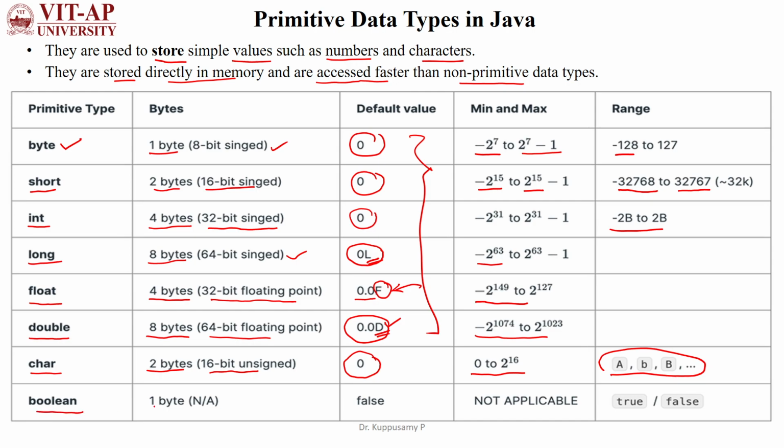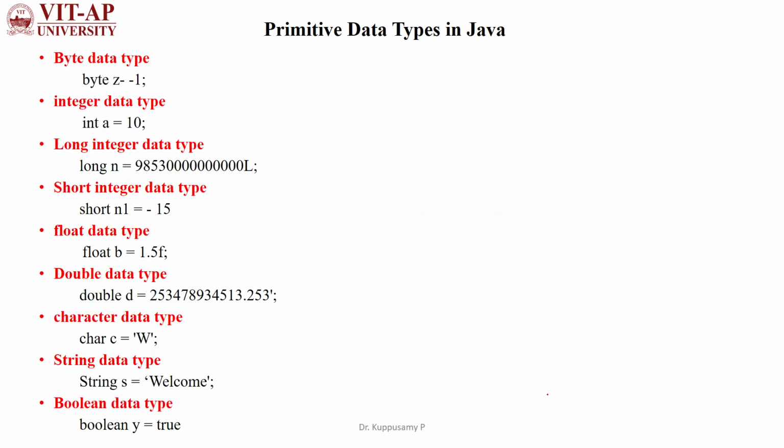And the boolean data type consumes 1 byte. The default value will always be false. If you want to make it true, we can represent that. The range is not applicable for boolean.